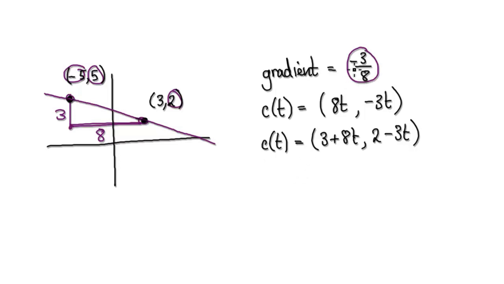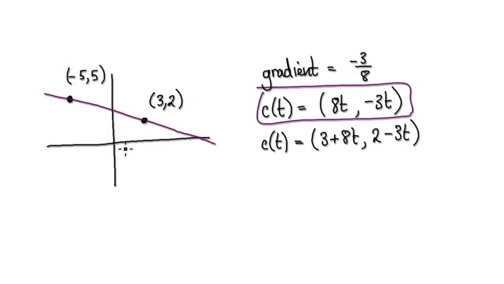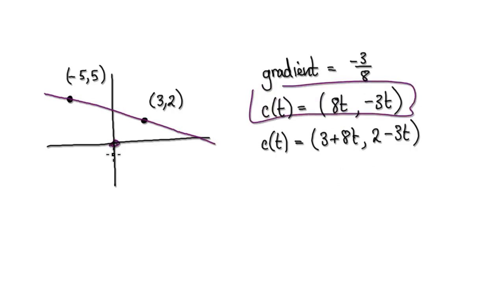Once you've got the gradient, then start with this. This will then give you a line starting at the origin, because when t equals 0, this thing will be 0, this thing will be 0. So you start at the origin. This thing here starts at the origin, and then after 1 second it will move 8 across, and then -3 down. So basically it's going to give you this path here from here to here, which is parallel to this, because the gradient is -3/8.